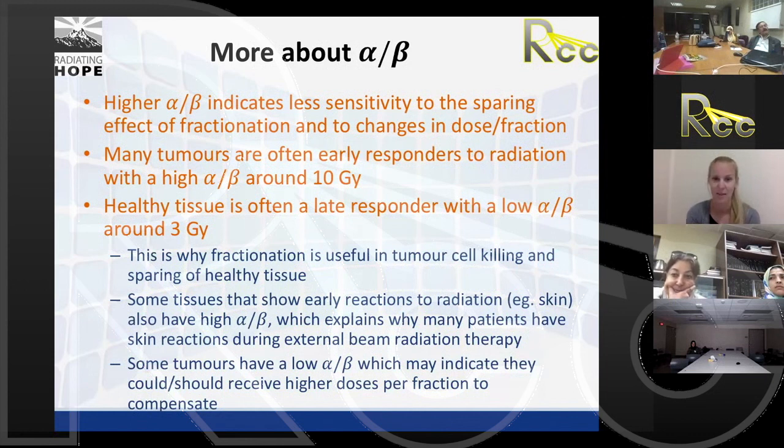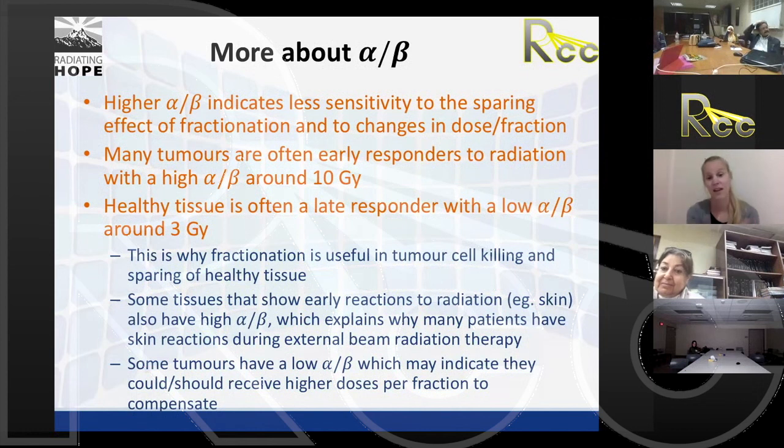It's perfect. Okay, there are some tissues that show early reactions to radiation. For example, skin has quite a high alpha beta ratio. And this is why most patients will have some kind of skin reaction whilst they're undergoing their external beam radiotherapy treatment. A classic case is your breast patients. They'll start getting skin reddening and soreness before you've even finished treatment. And that's because the skin has this high alpha beta ratio, and it's an early responder to radiation.